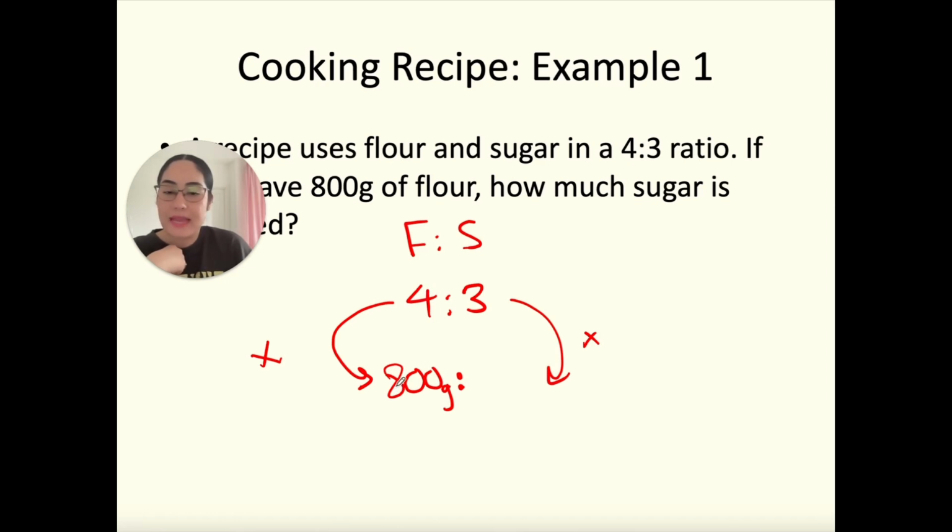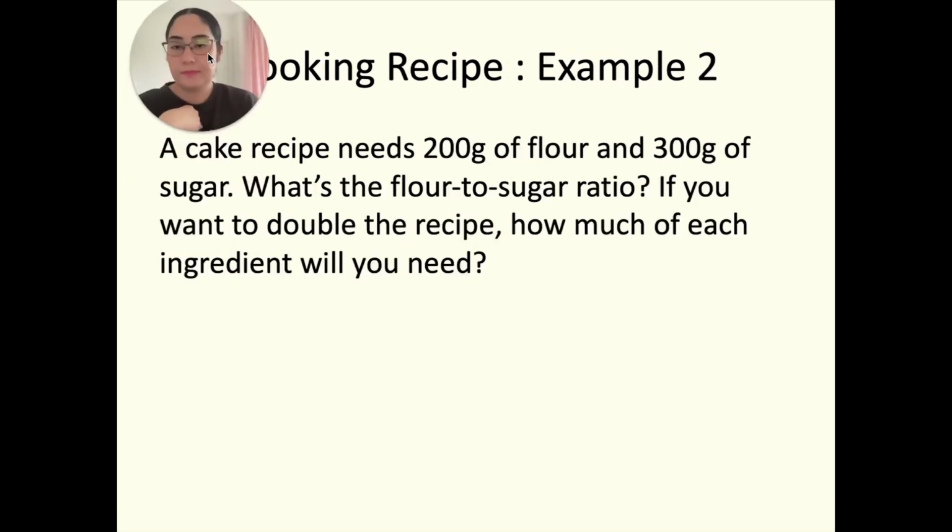So we can ignore the zeros. To go from 4 to 8, we're multiplying by 2, and then we can add the zeros in. So we're multiplying by 200. We're going to do the same thing to the other side. 3 times 2 gives us 6. We add the 2 zeros. So for every 800 grams of flour, 600 grams of sugar is needed for this recipe. Let's keep going.